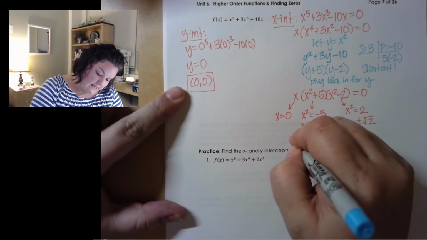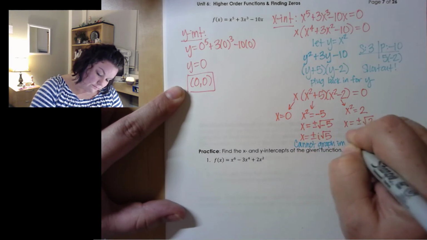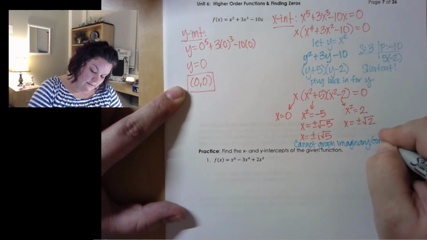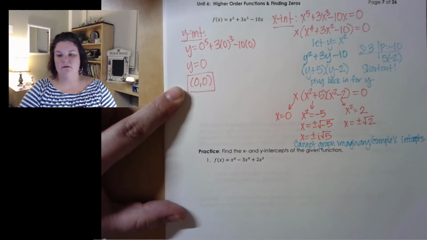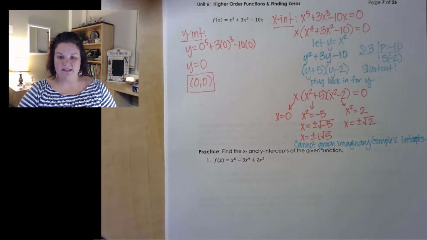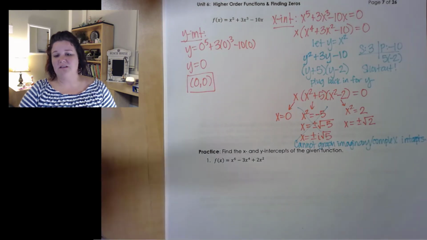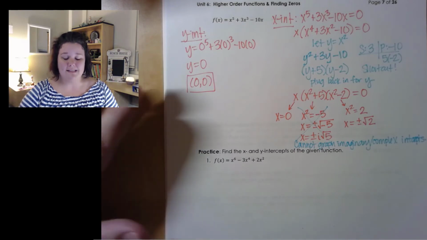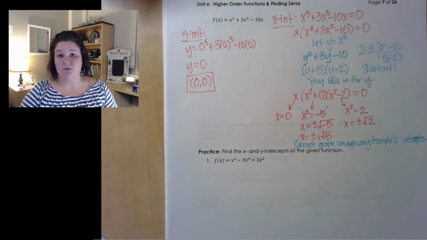So I'm going to go ahead and just say here, cannot graph imaginary or complex intercepts, which means that we're not going to worry about this one. Now I'm crossing it out here because we're specifically looking for intercepts. If this was just an equation and it said solve for x, yes, plus and minus 5i does solve the equation. However, it does not give us an x-intercept because it's not a real number that we can graph.